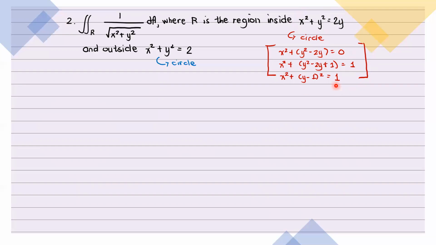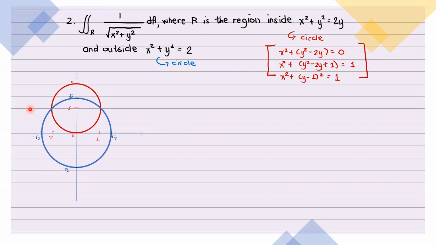And then, express natin ito in terms of this form. Okay? So dito, kita na natin na ang ating curve talaga ay isang circle din, this time centered at 0, 1, and with radius 1. Okay? So sige, sketch na natin ang ating region of integration by first sketching our curves. So the red circle has center 0, 1 with radius 1. So ito yun. The blue circle has center 0, 0 and radius square root of 2. So ito yun.